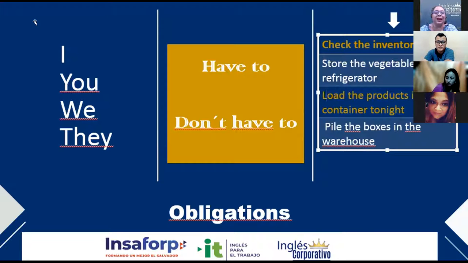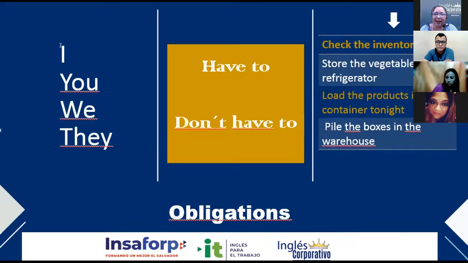Vamos a ver entonces, hagamos la primera oración con I. I have to. I have to check the inventory. Good, inventory, okay. Bien, eso es en una forma afirmativa. Ahora, ¿cómo digo yo que esa no es mi obligación? I don't have.